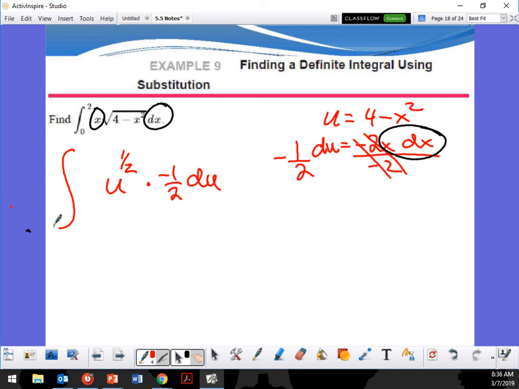Say x. Very good. Okay, so 0. Let's look. 4 minus 0 squared gives me 4, so my new bound is 4. Okay, so how about 2? It's going to be 4 minus 2 squared, which is... Okay, so that's going to become 0, isn't it?